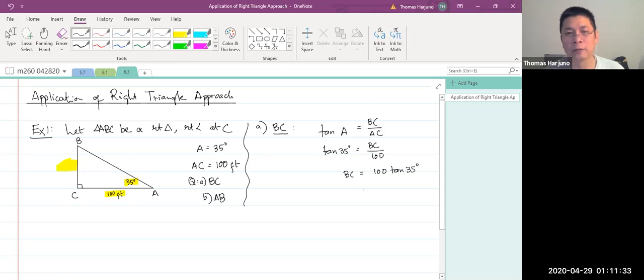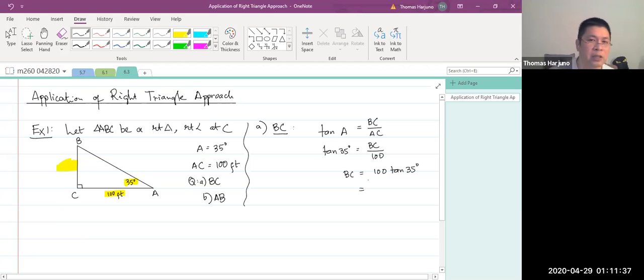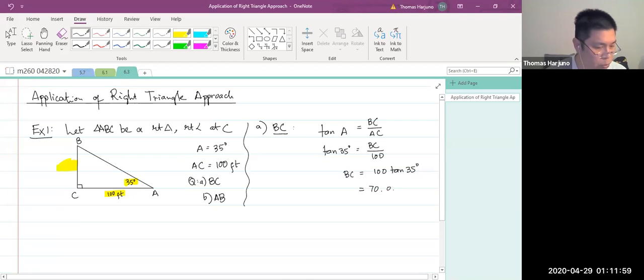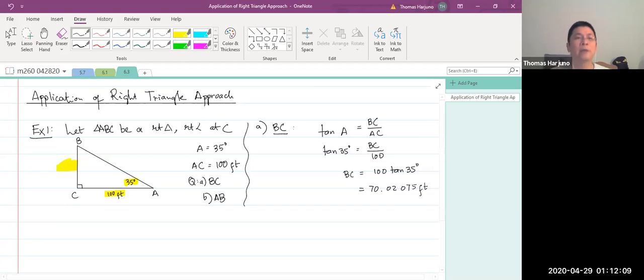Then you use your calculator. Okay, don't use your calculator too early. Okay, keep this in mind. Get the answer in exact form first whenever possible, and then use the approximate form. Now, what we have here is the exact form. Tangent 35 degrees multiplied by 100 give me 70 point something. That is 70.02075 feet. Okay. Once you're done with that, if you want, you can call that BC as your X and your AB as your Y. You can also do it that way.